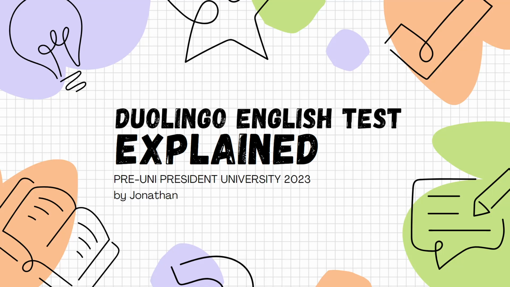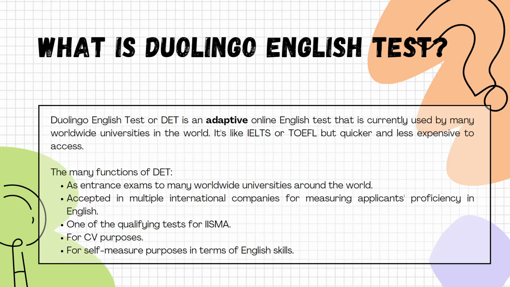Thus, I want to convey a little bit more information regarding the question types, the examples, perhaps a bit of strategies in actually finishing the test themselves. So yes, I would like to go through all of them. First is the general knowledge for Duolingo English test.